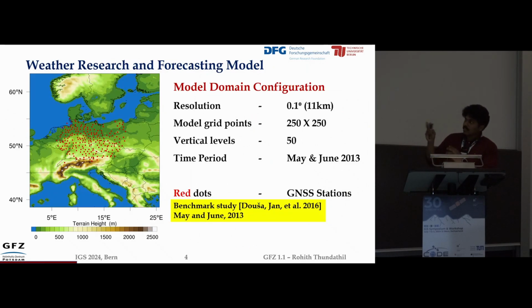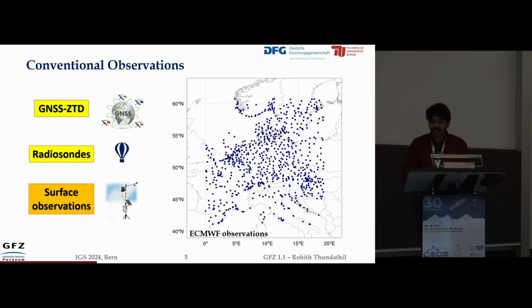From the profile information, you can see that most of the impact is on the higher eta levels, which are the model levels. Our weather model is the Weather Research and Forecasting model. We have configured it for an 11-kilometer resolution, and the GNSS observations were taken from the benchmark study, which was conducted in 2013 by Thundathil, who is already here. We have collected over 250 GNSS stations which cover Germany, Czech Republic, Poland and Austria.